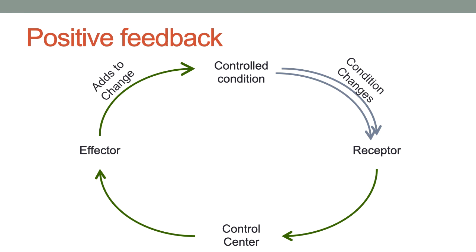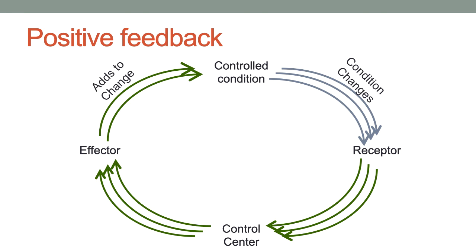So this is just like negative feedback. But instead of reversing the condition, the effector is actually going to add to the change, which will further cause the condition to change. The receptor will detect that. That will then go back to the control center, then the effector. And this is going to go around and around for as long as it needs to, until finally there's a point where the condition is stopped, and basically this positive feedback is discontinued.